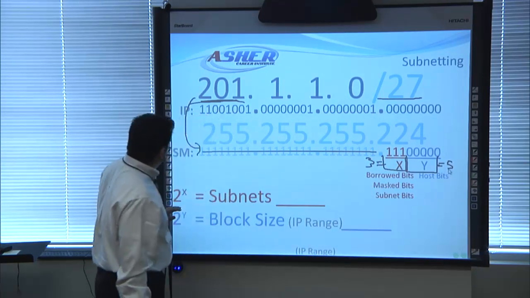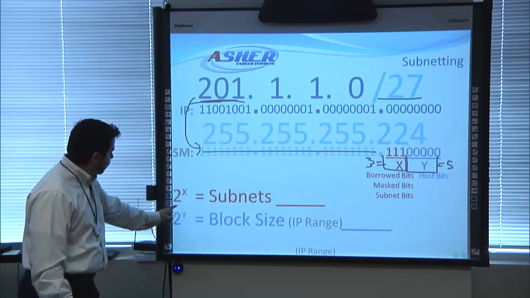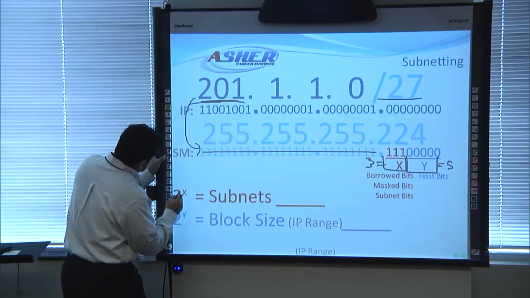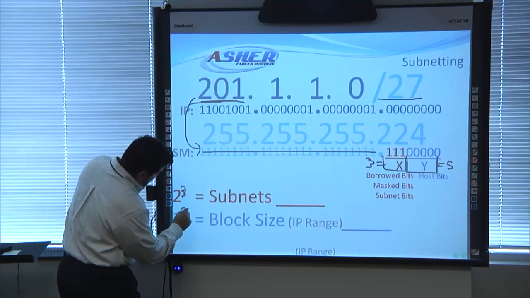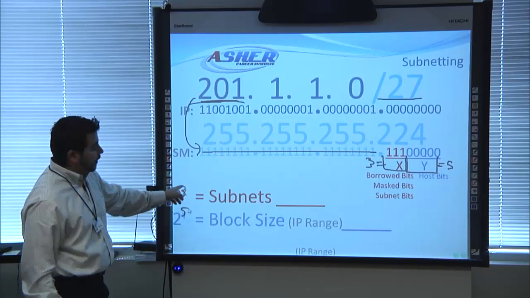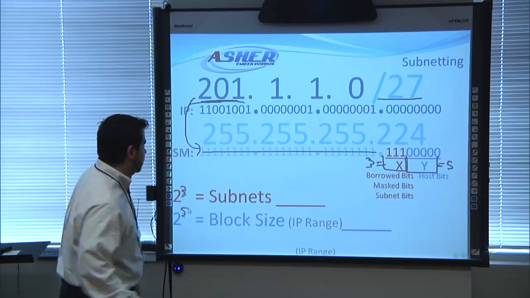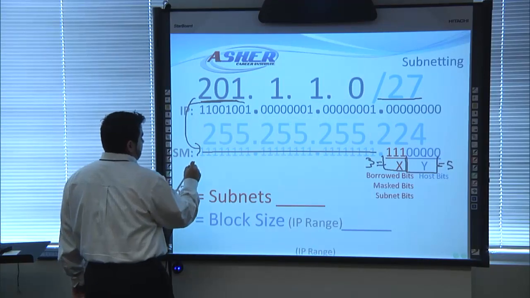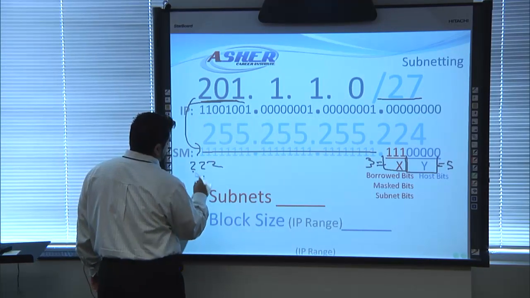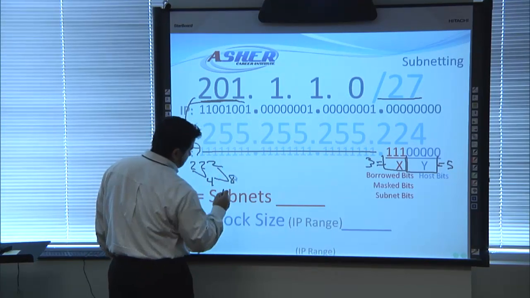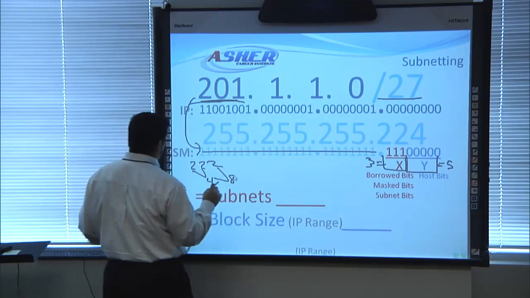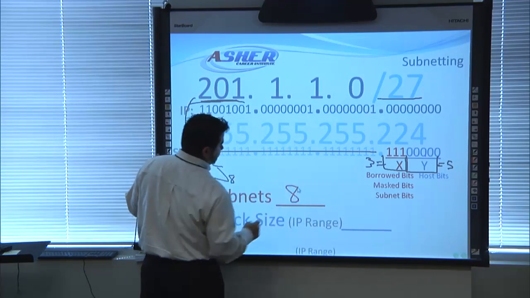Okay, so we have 2 formulas, 2 to the power X, 2 to the power Y. Now go ahead and replace X with a 3 and Y with a 5. So 2 to the power 3. Now do you remember how to do your powers? You just write 2 that many times. So 1, 2, 3. So 2 times 2 is? 4 times 2 is? 8. So 2 to the power of 3 equals 8 subnets.